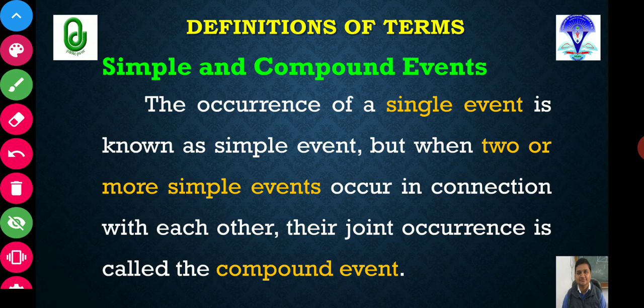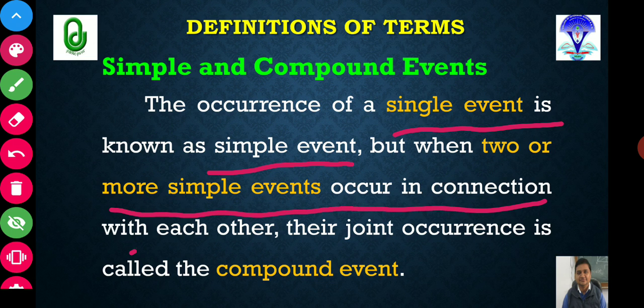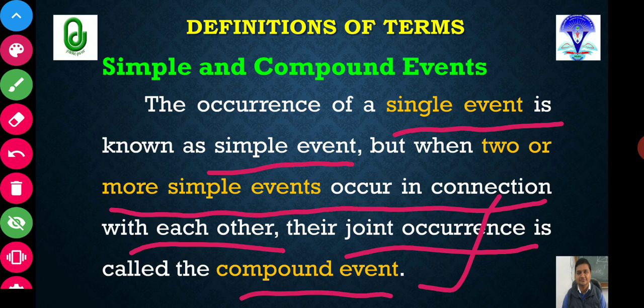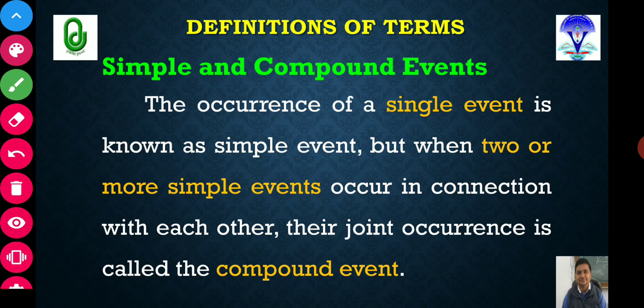Then simple and compound event. The occurrence of a single event is known as a simple event. Suppose there is a single event, then it is called a simple event. But when 2 or more simple events occur in connection with each other, their joint occurrence is known as a compound event. If you see an example, we will understand it more clearly. So what it is trying to tell is that if one event is occurring singly, then it is a simple event. But if 2 events are going to happen in connection to each other, then it is called a compound event. What is an example? Here we will see in the next slide.